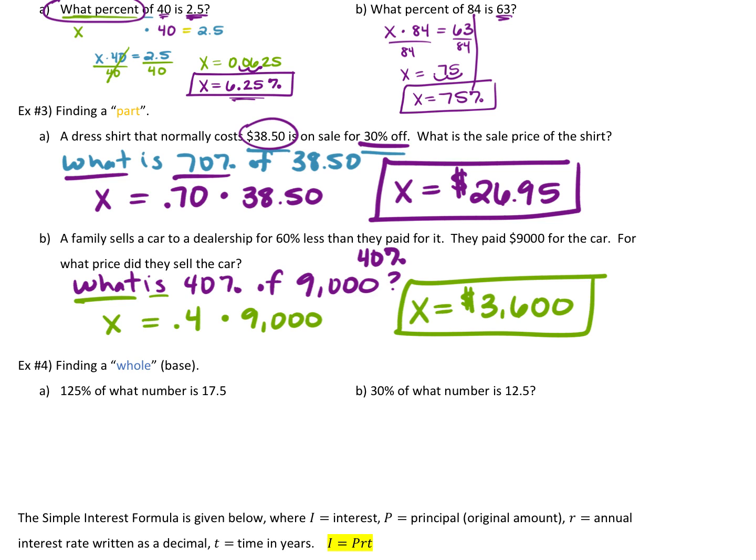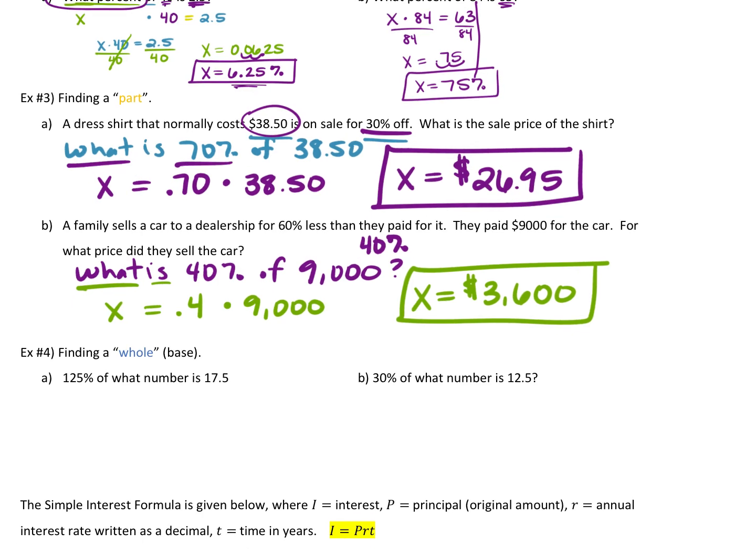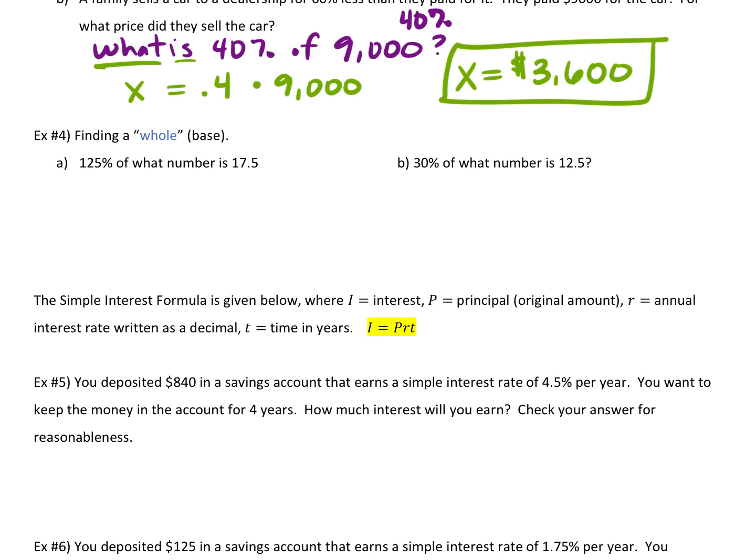Okay, so that's finding the part. What is? That's the "is" portion. I maybe should have just done one of those as a proportion for you, but I didn't. We'll do these next ones as proportions. Maybe that will be helpful.